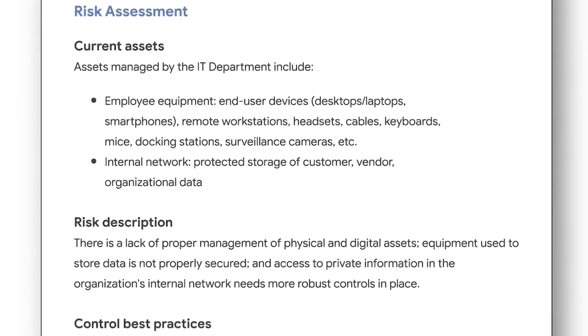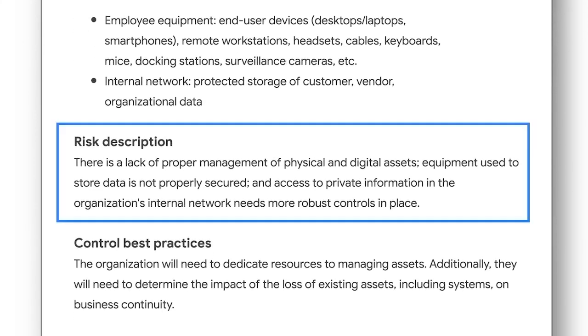For example, this risk assessment highlights that there are inadequate controls, processes, and procedures in place to protect the organization's assets. Specifically, there is a lack of proper management of physical and digital assets, including employee equipment. The equipment used to store data is not properly secured, and access to private information stored in the organization's internal network likely needs more robust controls in place.